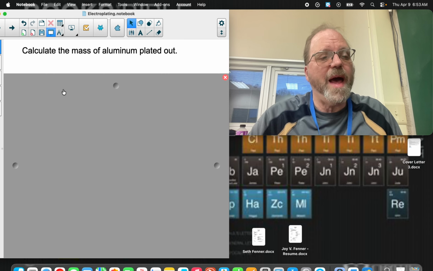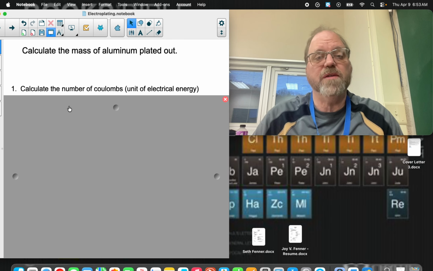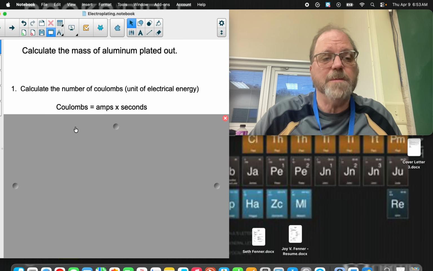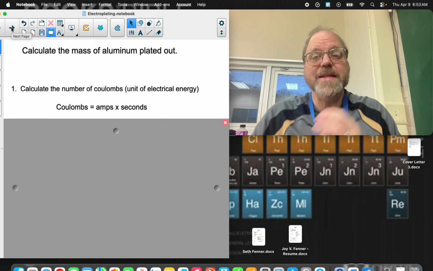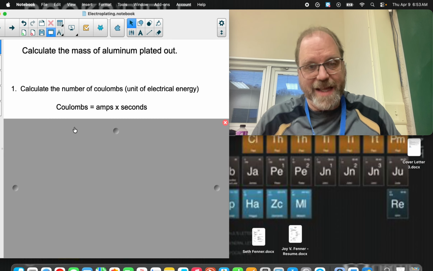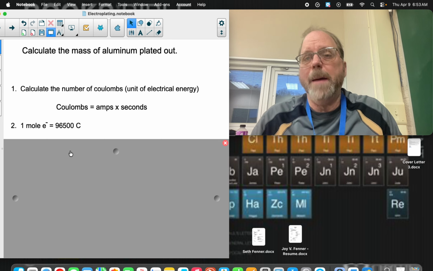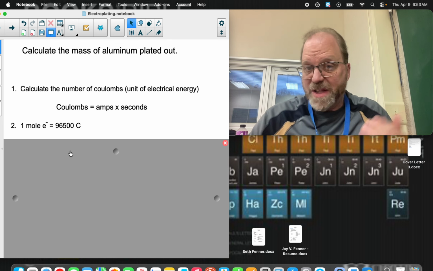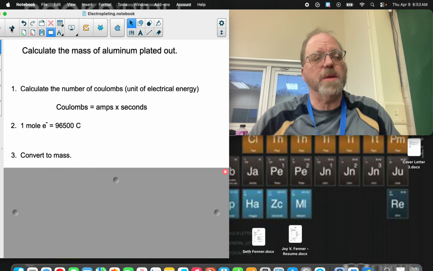In order to do that, we're going to have to come up with a unit called coulombs. Coulombs is a unit of electrical energy. The way we find it is we take the number of amperes, the current, times the amount of time in seconds. An amp second is a coulomb. Now remember, we said before that 1 mole of electrons generates 96,500 coulombs, Faraday's constant. And then lastly, we're going to convert to mass. So let's take a look at a problem.